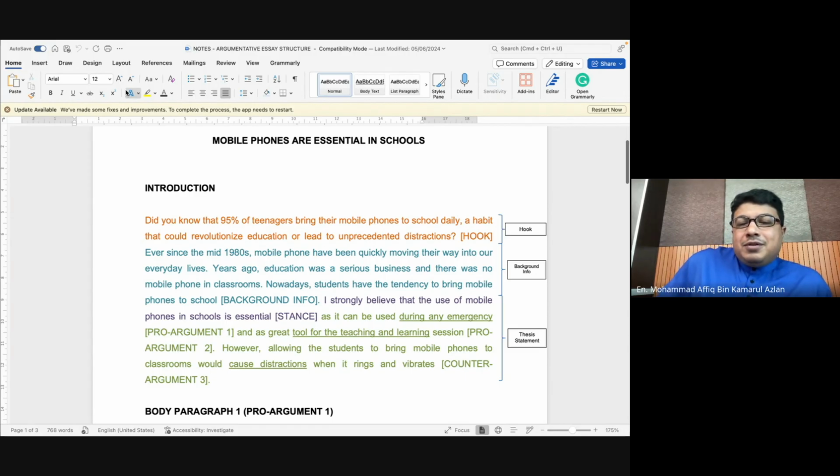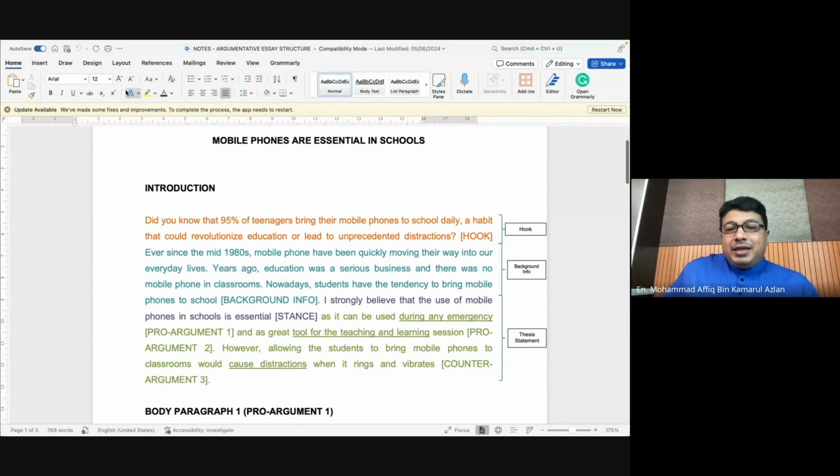Or you don't have to say, you don't even have to say I strongly believe. You can just simply say the use of mobile phones in schools is indeed essential. So that is also a stand by making it more general. So you have your stand and then you have your thesis statement.